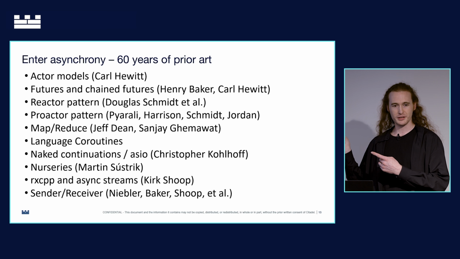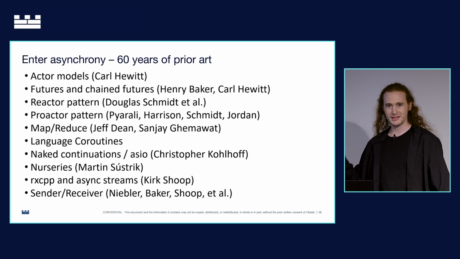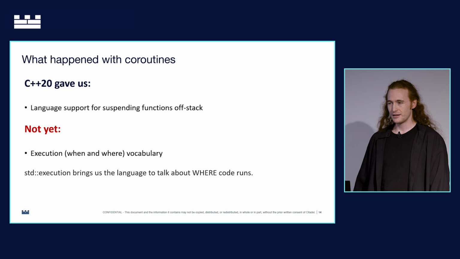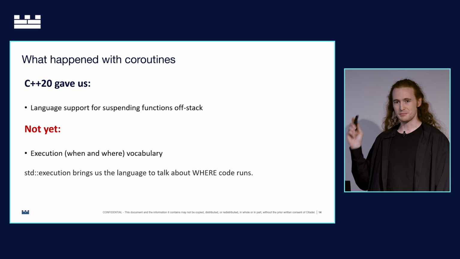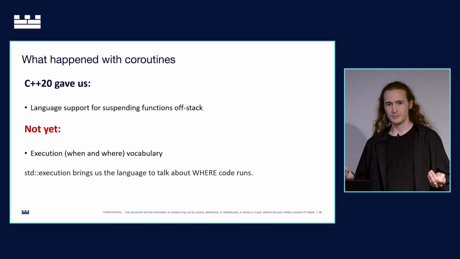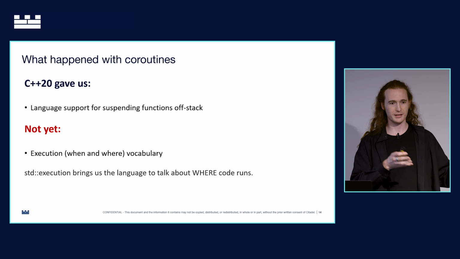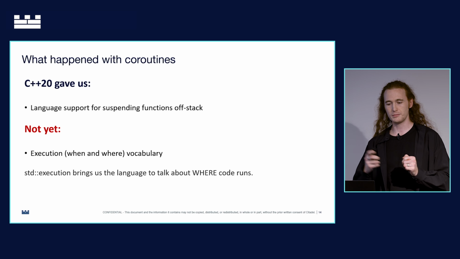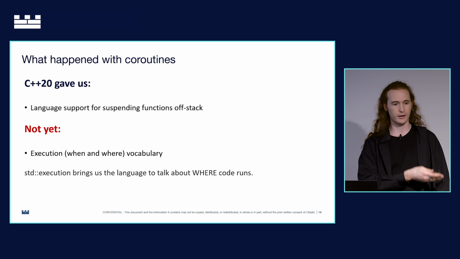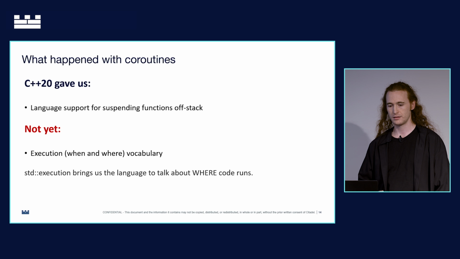That works for synchronous code, but for asynchronous code, we have had 60 years of trying to get this right, and we still haven't. So what happened with coroutines? Coroutines gave us language support for suspending functions and putting their activation frames somewhere else. Sometimes the heap, sometimes pre-allocated things, they're very flexible. But it didn't give us language to talk about when and where these coroutines run.